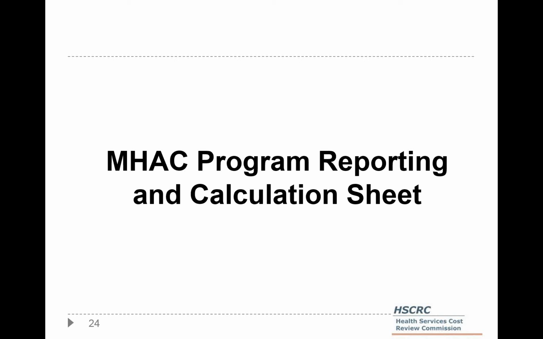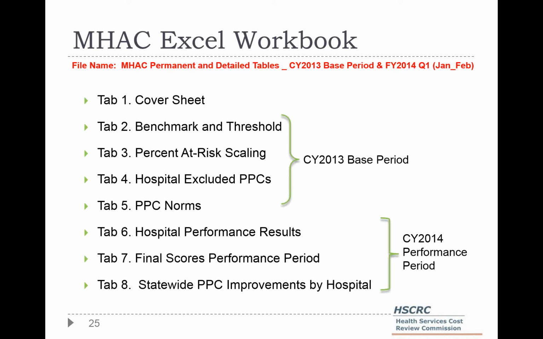Next, we're going to go through the MHAC program reporting and calculation sheet. So all the CFOs, the MHAC contacts, and case mix liaisons should have received this MHAC memo with a MHAC Excel workbook. This workbook is not posted online because the current sheet only has preliminary reports using January and February 2014 data. In the Excel file, there are 4 permanent sheets, or sheets that contain the base year information, and there are 3 sheets that are based upon the calendar year 2014 performance period. And these will give you the hospital performance results as of that period, their final scores, and that statewide improvement. In addition to walking through this workbook, I will then come back and tell you about the reporting and when you should receive this workbook.